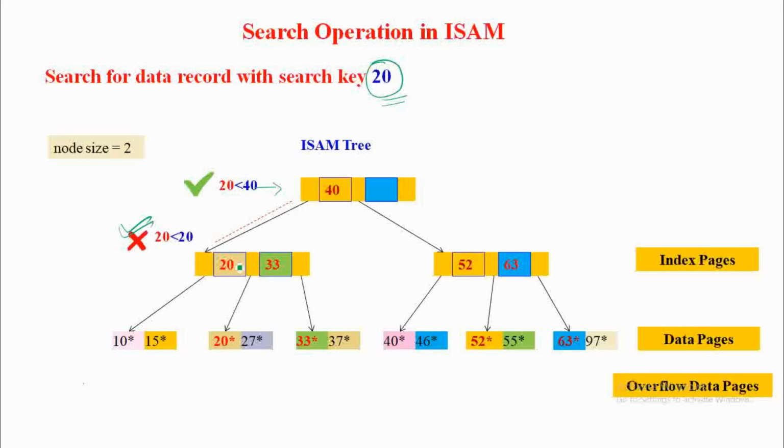Again, the comparison is made with the first value in the next index node. Now this 20 is not less than the key value in the index node. So what should be done next? We need to check whether it is greater than or equal to 20. Is 20 greater than or equal to 20? Yes, of course, it satisfies the condition. So now the search follows the right pointer. Now the search has reached the leaf node, and it can access the actual record with the search key value 20. Like this, search operation is performed in an ISAM tree.